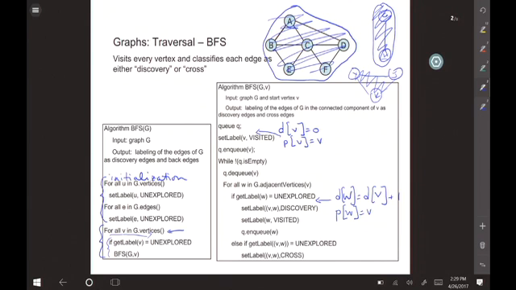I do have a couple questions. How could we modify this pseudocode to be a cycle detector? So now instead of code for a traversal, what I want is code that takes a graph as input and tells me if it has a cycle.